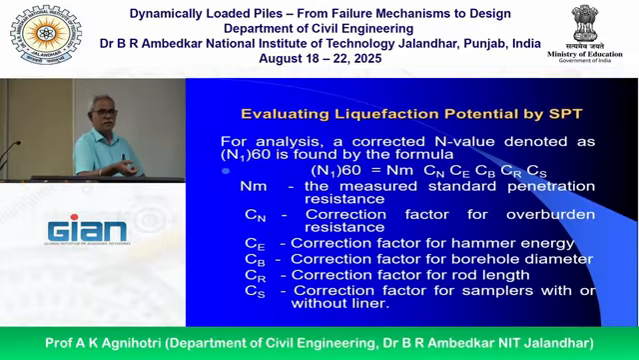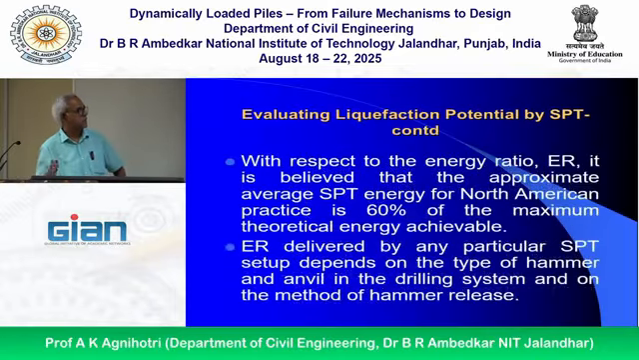Because overburden changes as we go down, more overburden is there. So we rationalize the values, because where overburden is more, there you will get more confinement and a higher N value. So we reduce those values to some extent. So, different corrections. This I already told you, that we take 60% because the actual energy transferred is 60%.